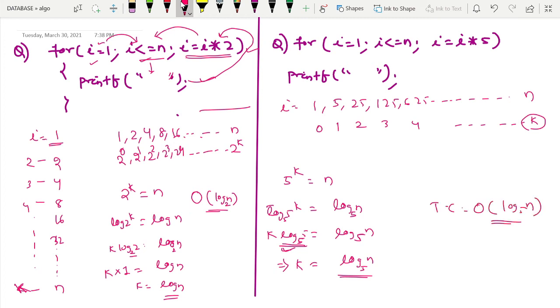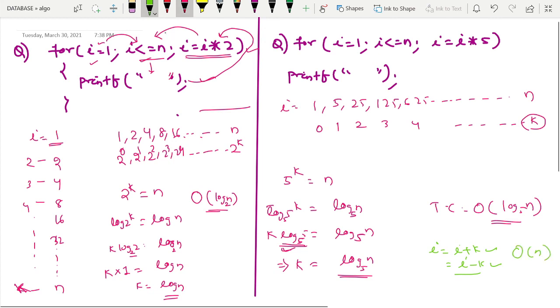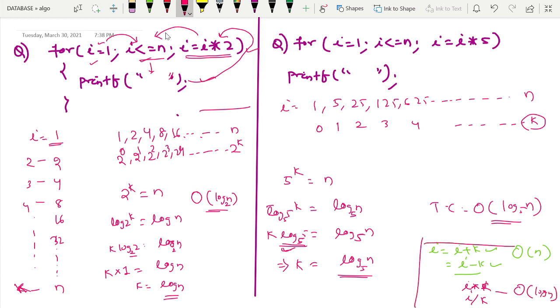So this is something you have noticed: when the I value is updating linearly, either incrementing by some constant value or decrementing by some constant value, we get order of n. But when the I value is multiplied or divided by some term, we get order of log n. This is an observation from all the questions we have solved.